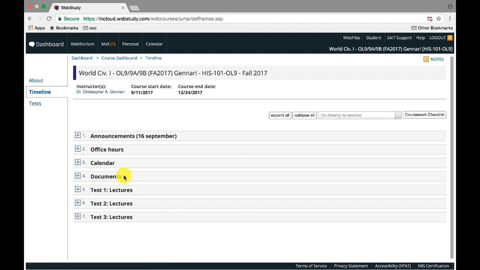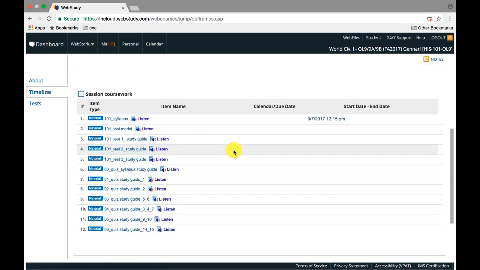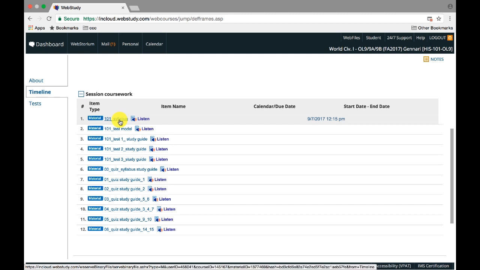So, in the documents, we have all of the material of the course. We have the syllabus, which you should already have gone through. We had a syllabus quiz. We have a test model, which we'll talk about when we do the test. We have the test study guides, which we'll talk about when we do the test. And we have the quiz study guides.